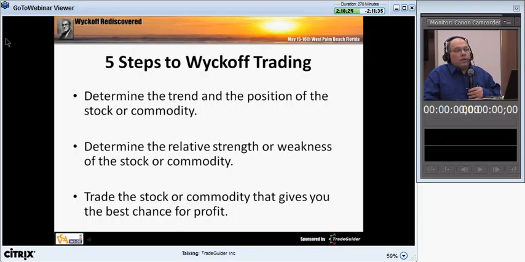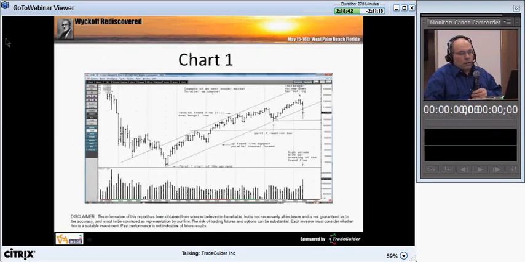Doesn't work. Wyckoff used horizontal lines, and we'll go over that. So again, trend is the most important thing, if I can stress to you. Preservation of capital and trend are the two most important pieces of information you have. Okay?